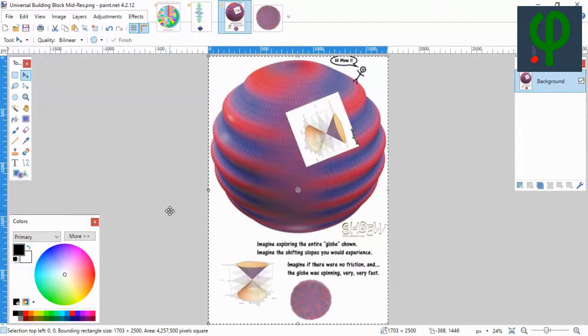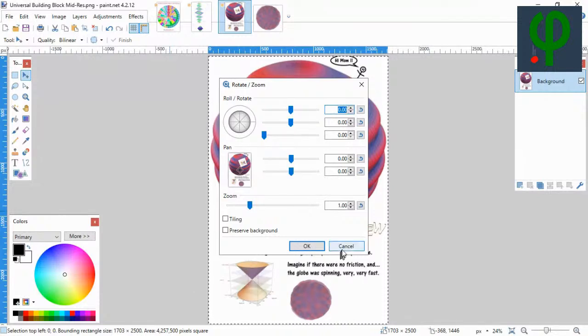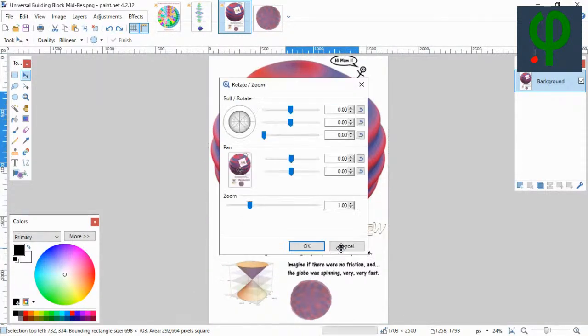Sorry, I got to do a special function here. I don't know if it'll work. Oh, crap. Control Shift Z. Got it.